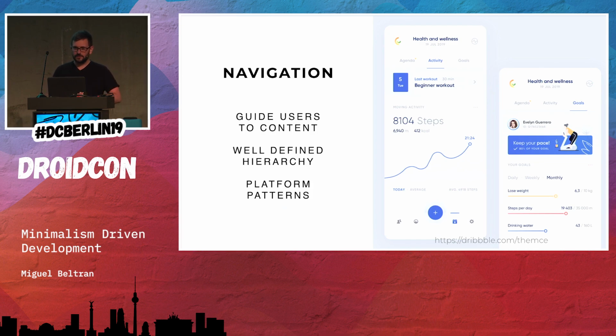Finally, navigation. Since we have fewer elements on the screen and we want to guide users to the right content with them, having a well-defined navigation hierarchy is important. It is also important to understand the main navigation patterns of Android and iOS and what the differences between them are. The bottom navigation, the screen stack, having view pagers, use the right one for the platform.